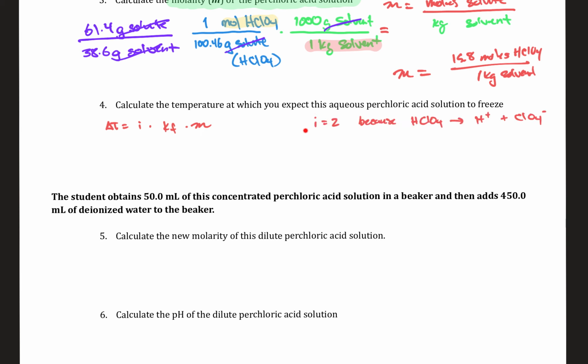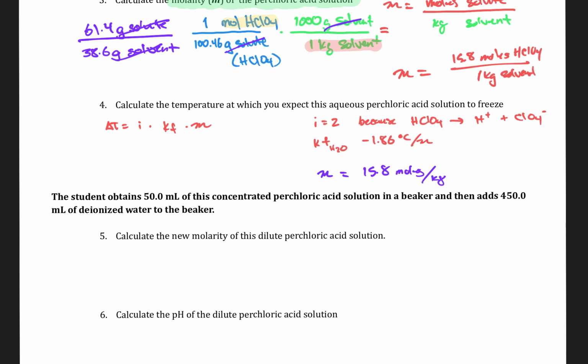For us, the Van't Hoff factor, i, is 2 because when you dissolve perchloric acid in solution, it breaks up into 2 particles, an H plus particle and a perchlorate ion, ClO4 minus. Since there are 2 ions, we get a value of 2. Our Kf value for our solvent water is negative 1.86 degrees Celsius per mole, and that will always be given to you. It does change when you change the solvent, but most of the time for us it's going to be water. And then lastly, our molality is 15.8 moles per kilogram, which we just found above.